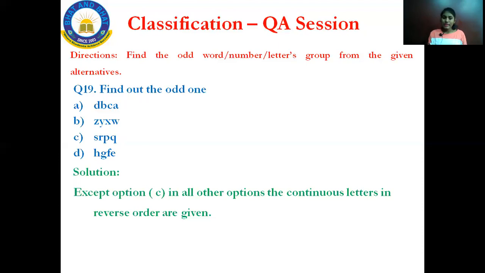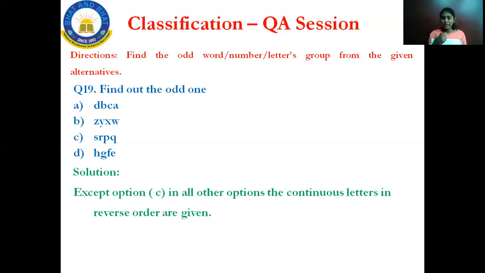I'll repeat once again. Find out the odd one. The options are D, B, C, A; Y, Z, Y, X, W; S, R, P, Q; and H, G, F, E. Now first shuffle the letters according to their position. A, B, C, D: you have to shuffle it based on that position, and then vice versa W, Y, Z, X also.